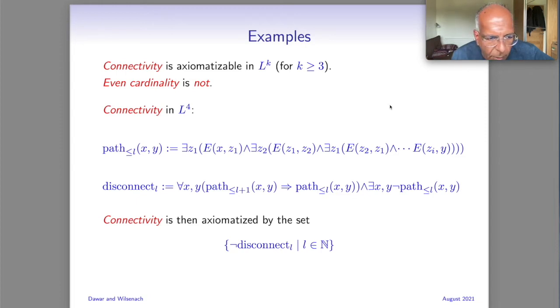And I haven't said this, but essentially anything that can be defined in fixed point logic, for any property that's definable in fixed point logic, there is some constant k such that that class can be axiomatized by a collection of first order sentences, possibly infinite, using no more than k variables. Okay, and that follows from the unfolding of fixed points I described previously.